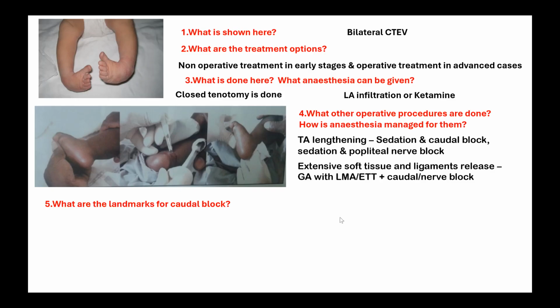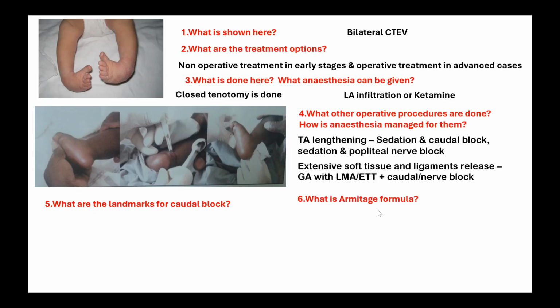What are the landmarks for caudal block? It is a triangle formed by the sacral hiatus, sir, and bilateral. Sacral hiatus is the opening. It is guarded by what? Sacral cornua. Okay, you have to say that. So say two sacral cornua with the tip of the coccyx forms the triangle. You will have a depression there, and you have to identify that.